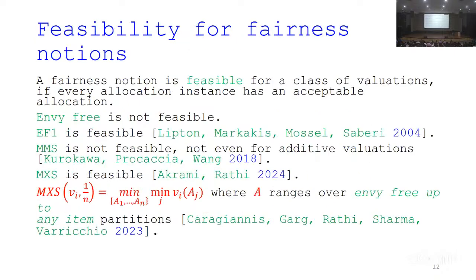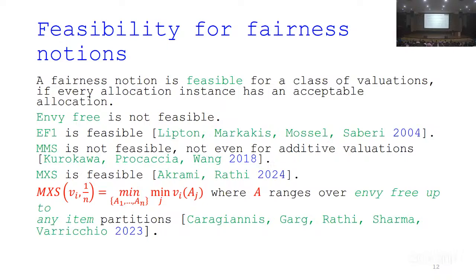An important thing that will come up in this talk is feasibility of fairness notions. We say that a fairness notion is feasible for a class of valuations, let's say for additive valuations, if for every allocation instance, there indeed is an allocation which is acceptable under this fairness notion. So the two notions that I described before are not feasible. Envy-free is clearly not feasible. If you have just one item and two agents, whoever gets the item, the other agent will envy him.